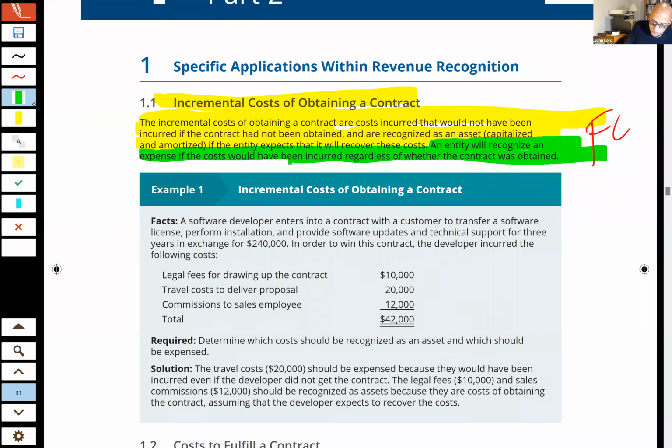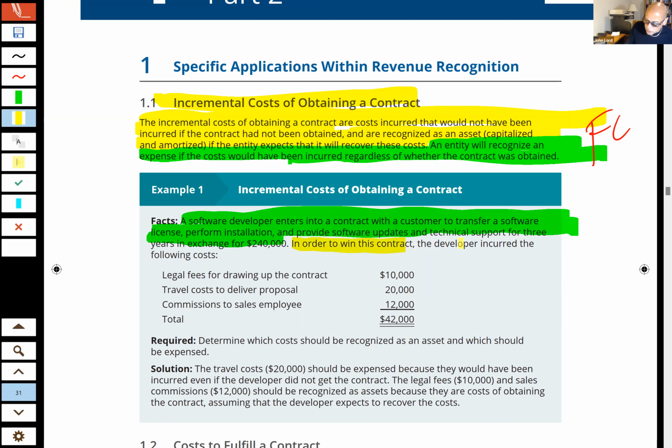A software developer enters into a contract with a customer to transfer a software license, perform installation, provide software updates and tech support for 3 years in exchange for $240,000. In order to win the contract, the developer incurred the following costs. Let's look at this and see if we think it's an asset or something that should be expensed. So how about legal fees for drawing up the contract? You think asset or expense?